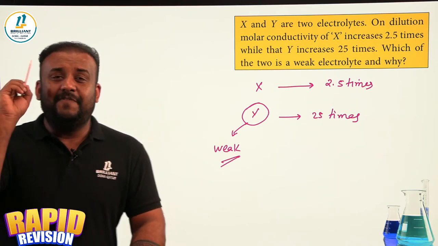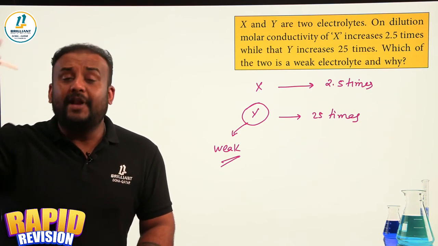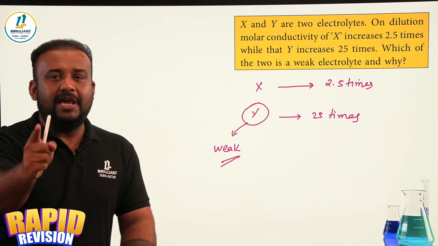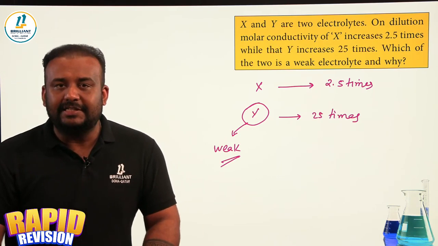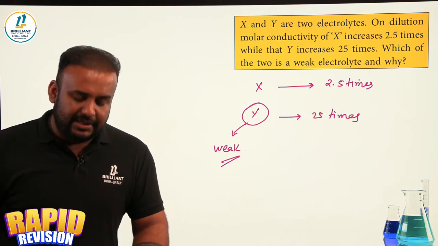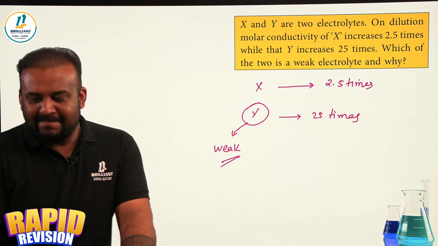So remember, if you see that the conductivity shoots up all of a sudden for an electrolyte on dilution, it will be a weak electrolyte. Whereas if you don't see much increase, then it will be a strong electrolyte. Is that clear? Right?